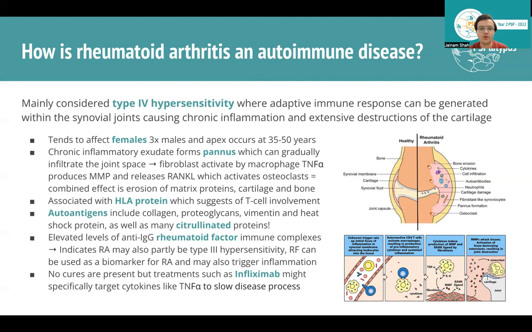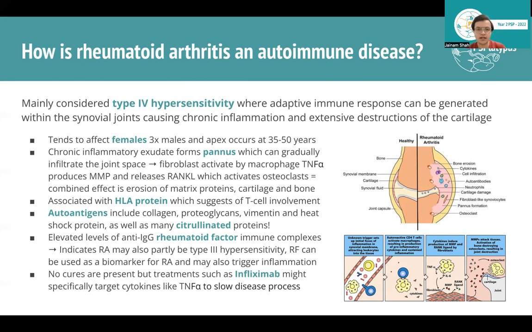What we use for diagnostics is an elevated level of rheumatoid factor, which is an anti-IgG protein, and it forms part of an immune complex. So that indicates that RA may be partly type 3 hypersensitivity, but mostly it's a type 4 hypersensitivity, and rheumatoid factor can be used as a biomarker.